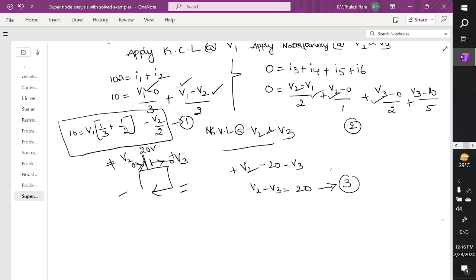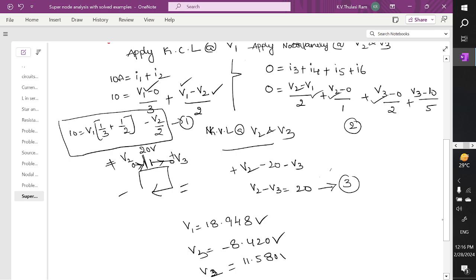Then you are going to get v1 is equal to 18.948 volts, and v2 is equal to minus 8.420 volts, and v3 is minus 8.34 volts, and v2 is 11.580 volts. So try to use your calculator and see that you are going to get these answers.